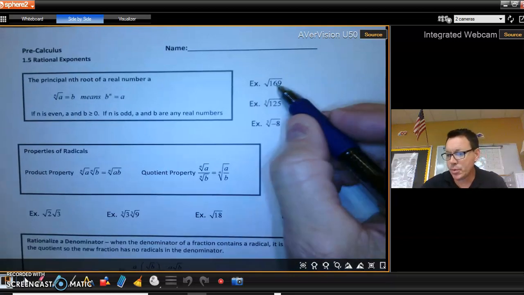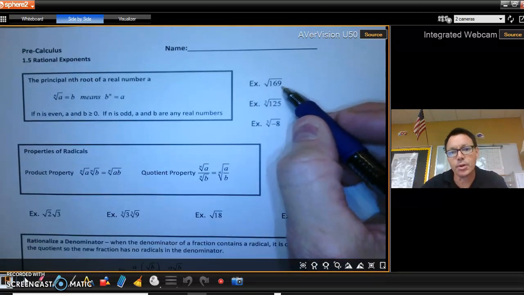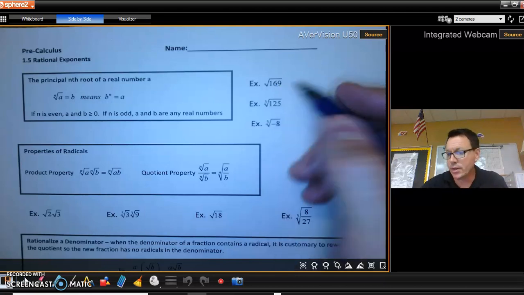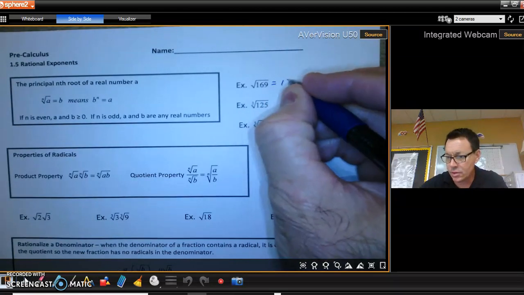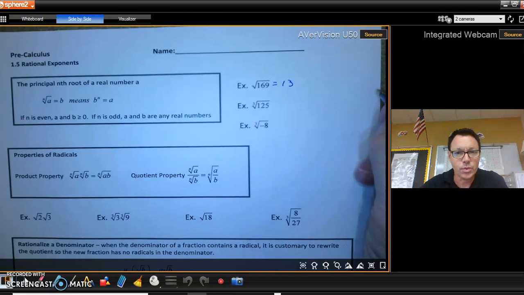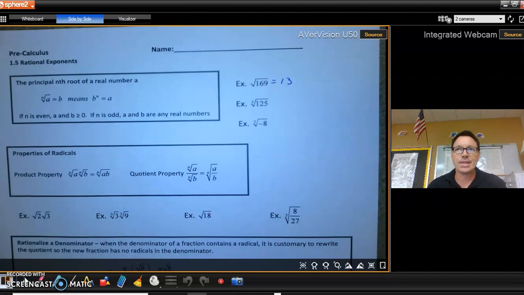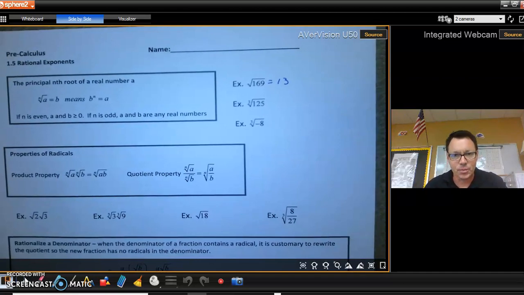Okay, so for example, square root of 169. What number do I square to get 169? Well, that's 13. 13 squared is 169. You should probably know your perfect squares up to 15. After that, it's not really a big deal, and your calculator can do things bigger than that, but you should probably be familiar with that.